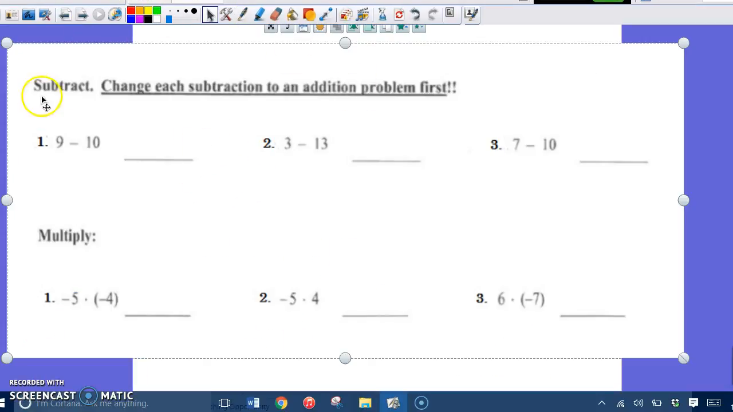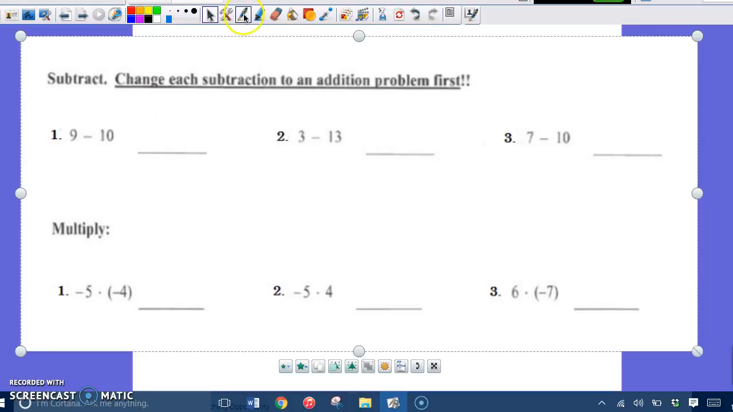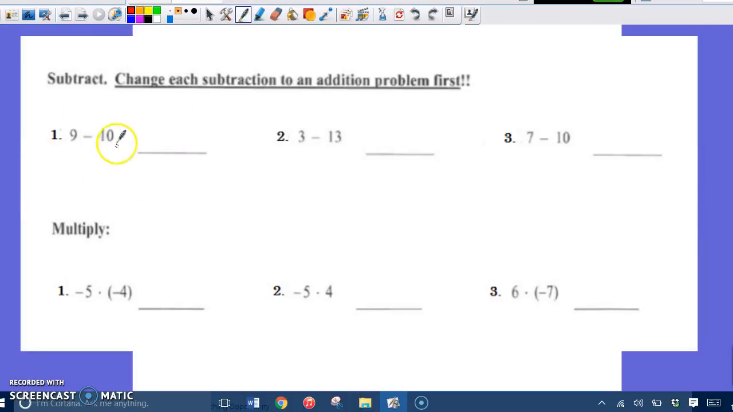Okay, welcome back to Heart Academy number 11. We last left off with reviewing how to do integers, multiplying, subtracting, and dividing integers. So this is the next part on your review packet. This is subtraction. Remember, with subtraction, we're going to keep the first number, change it to an addition problem, and then change the sign of the second number. Now you follow your addition rules.